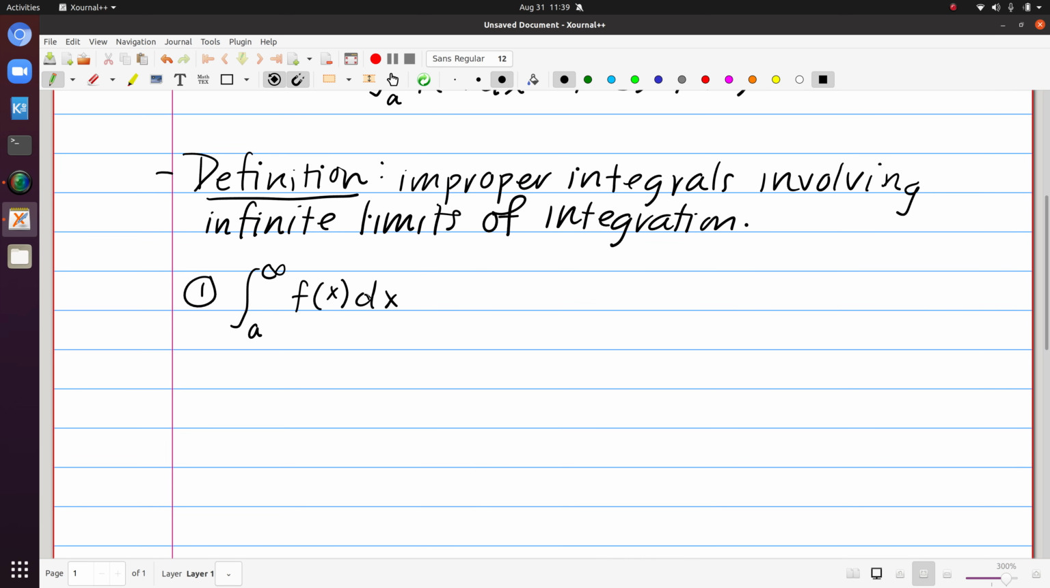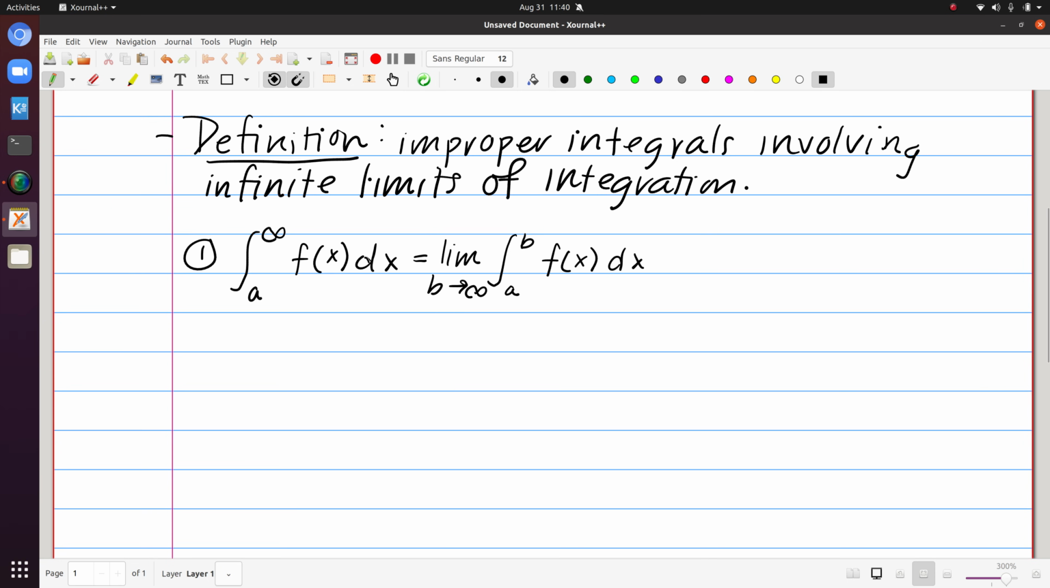So FTC did not address how we would integrate with this infinite upper limit of integration. So what we want to do here is treat this as a limit. So if I were able to integrate from that same value a to some value b, so b is like a placeholder here, then what we can do is apply FTC to that integral, which would give us an answer that's dependent on b, and then we'll take the limit as b goes to positive infinity. So once we've defined it this way, we can now discuss the notion of an integral converging or diverging.